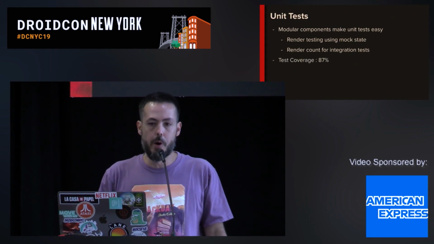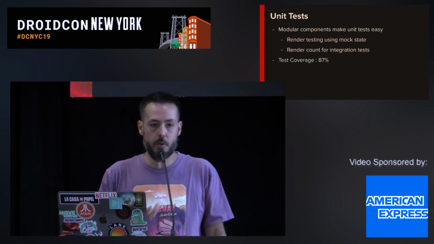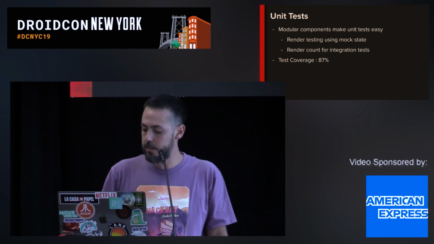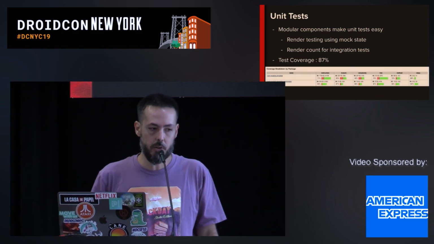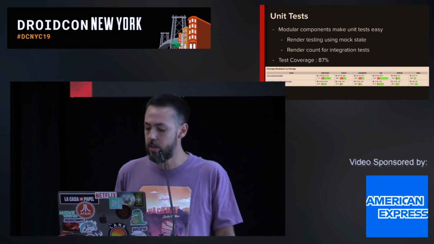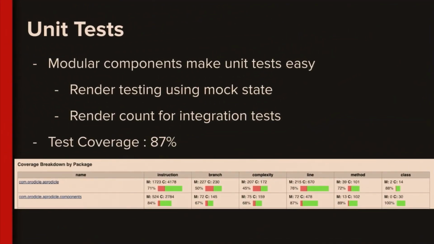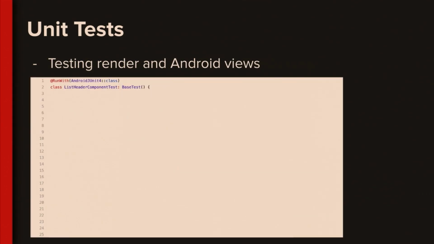And with this approach, we were able to achieve 87% of code coverage. And that was pretty easy for us to do. It was not that hard. Here is a sneak peek of the code coverage that we have in this application. We have 87% in the components package. We have 76% in the whole package. This whole thing helped us a lot to write unit tests. And now let me show you how the code for a unit test looks like.